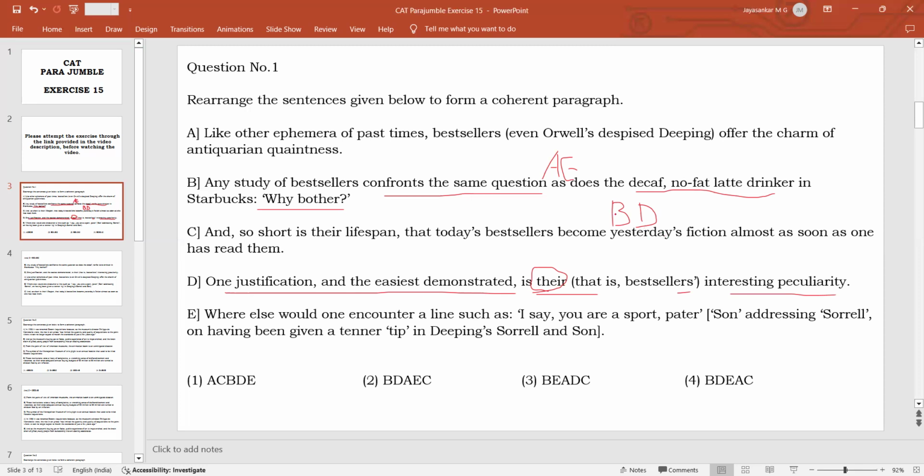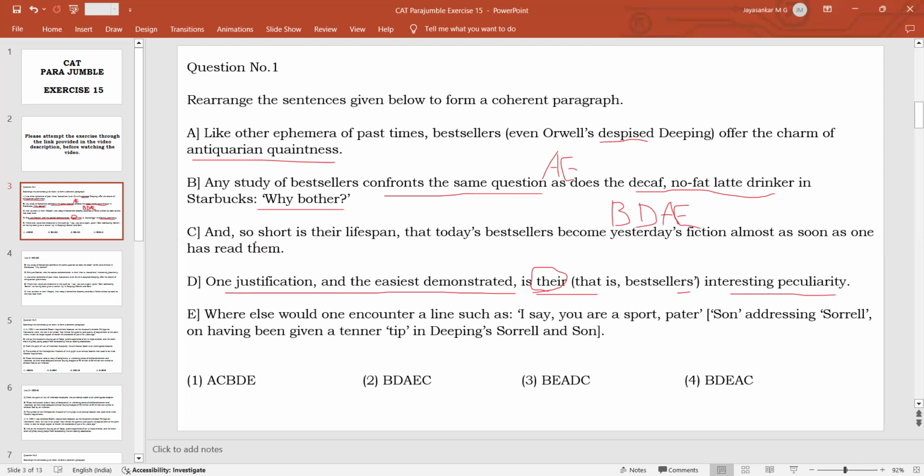So what peculiarity? One example is given: like other ephemera pastimes, even Orwell's DP offers the charm of antiquarian kindness, an old-fashioned charm or appeal in bestsellers. Even the despised, meaning this book is not very much liked by the people, is despised or hated by the people. Even such books have an old world charm. That is why we bother to read these books. Where else will you get expressions like you are a sport, pater, etc. So these are given.